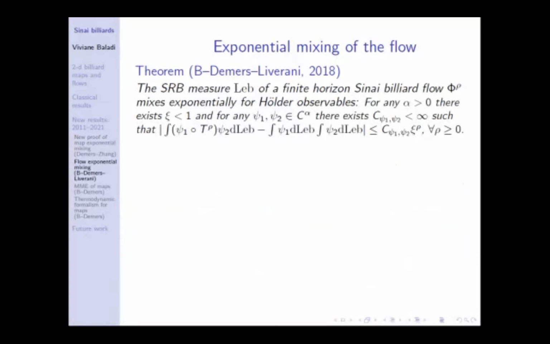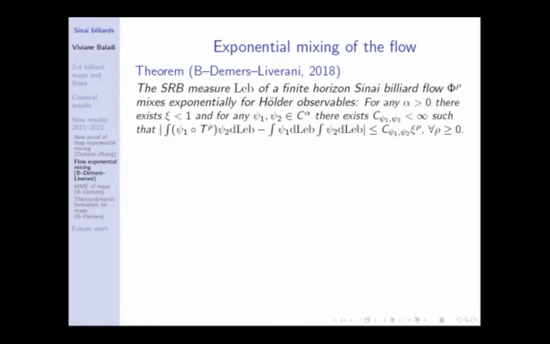Okay, and now I move to what I told you is a new tool: these new anisotropic spaces. And now what can you do with it? Because giving a new proof of an old theorem is maybe not so exciting, even if you're a mathematician. So what is a first new result? The first new result was to show exponential mixing for the billiard flow.